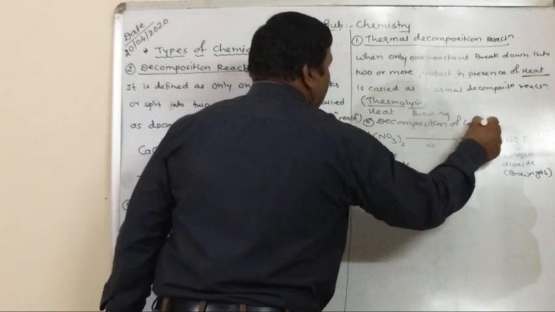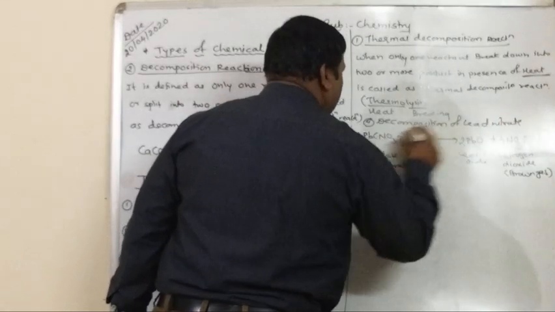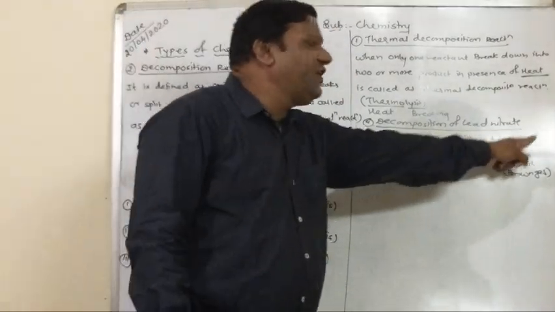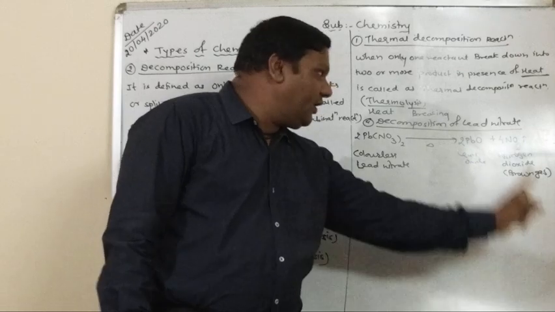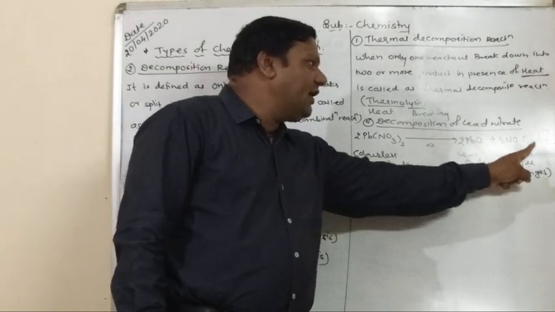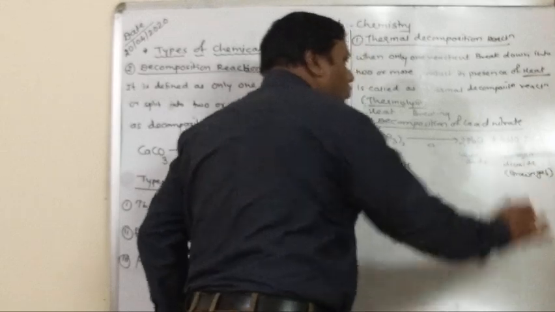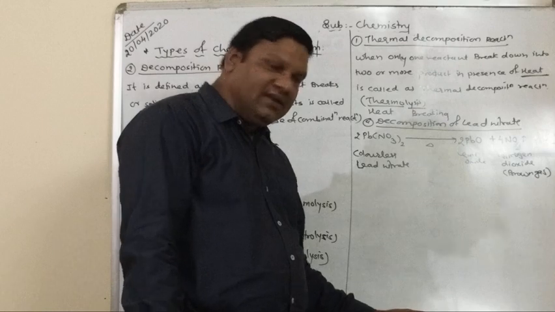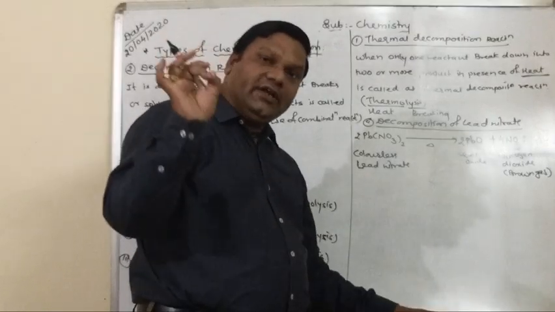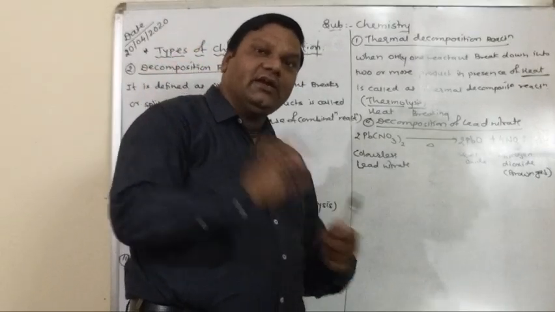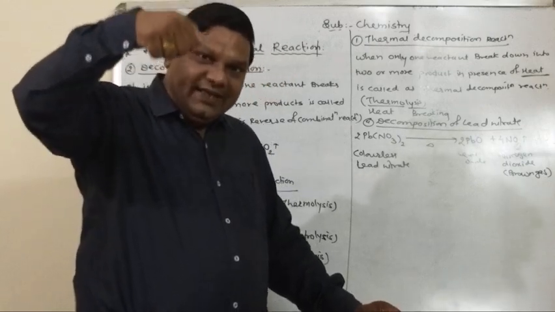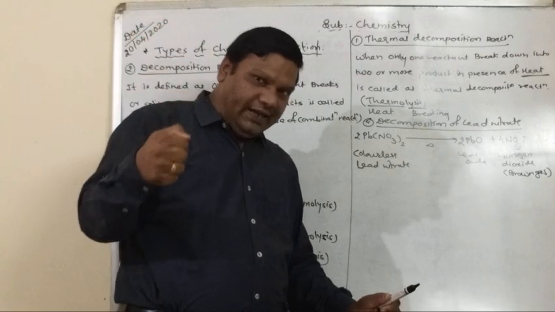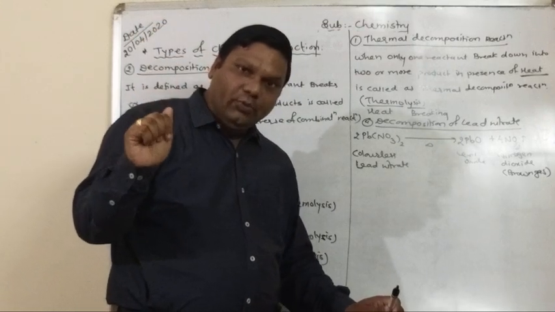Decomposition of lead nitrate. So listen carefully here. Only one reactant breaks down into three products. Which are the three products? Lead oxide, nitrogen dioxide and O2. And nitrogen dioxide is a reddish brown color gas. So if we take the solid crystals of lead nitrate in a dry test tube and place this test tube on a Bunsen burner flame, understood the point or not?